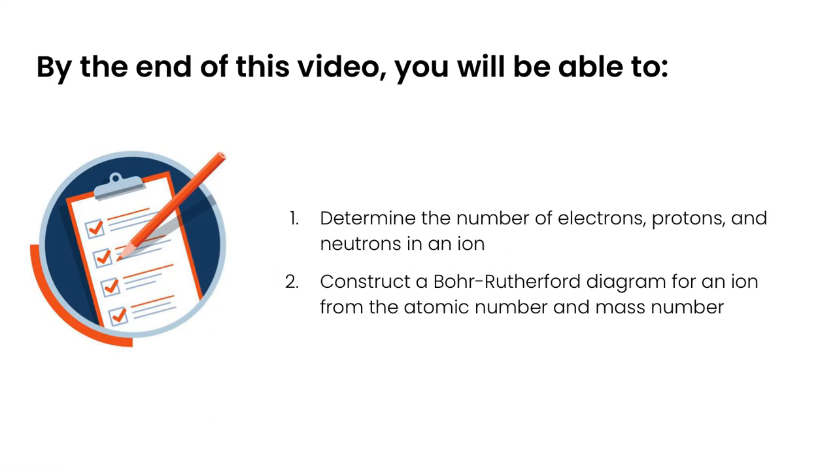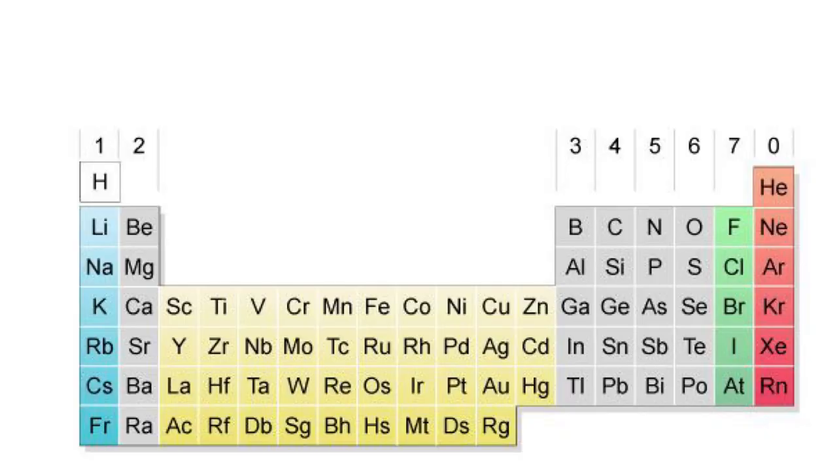In this video, we're going to take a look at how to draw Bohr-Rutherford diagrams for ions. By the end of this video, you'll know what an ion is, as well as how to figure out the number of electrons, protons, and neutrons in an ion. And then you'll be able to take that information and construct Bohr-Rutherford diagrams of an ion from its position in the periodic table. So what is an ion?